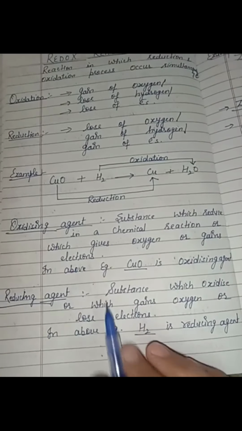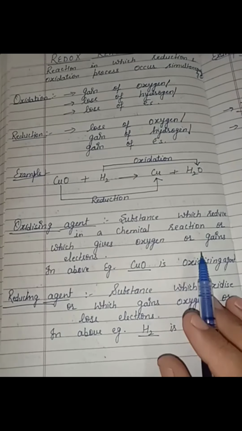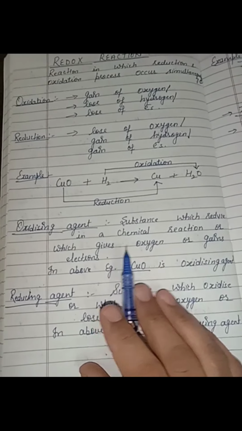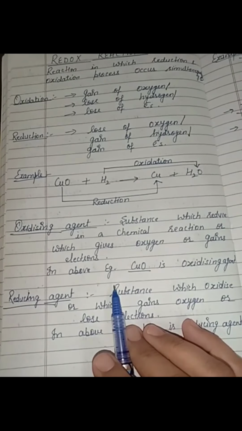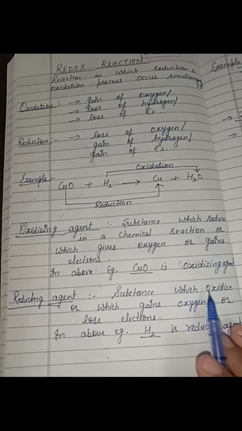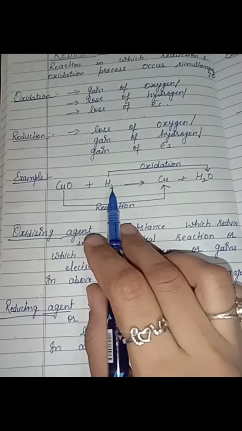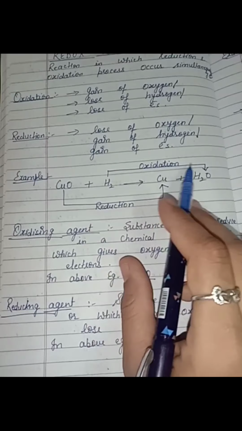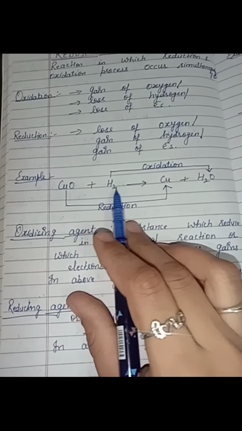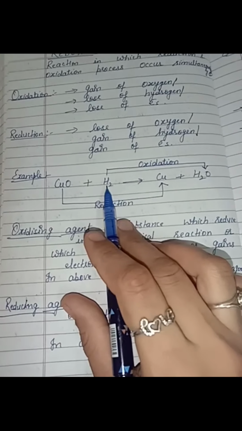Students, this gaining or losing of electrons we will study later. Just now focus on the gaining and losing of oxygen and hydrogen. Reducing agent is the substance which is oxidizing in the chemical reaction. See here in this example, hydrogen is being oxidized. Oxygen is being added to hydrogen. So this hydrogen will be the reducing agent. Always we will see oxidizing and reducing agents on the reactant side.